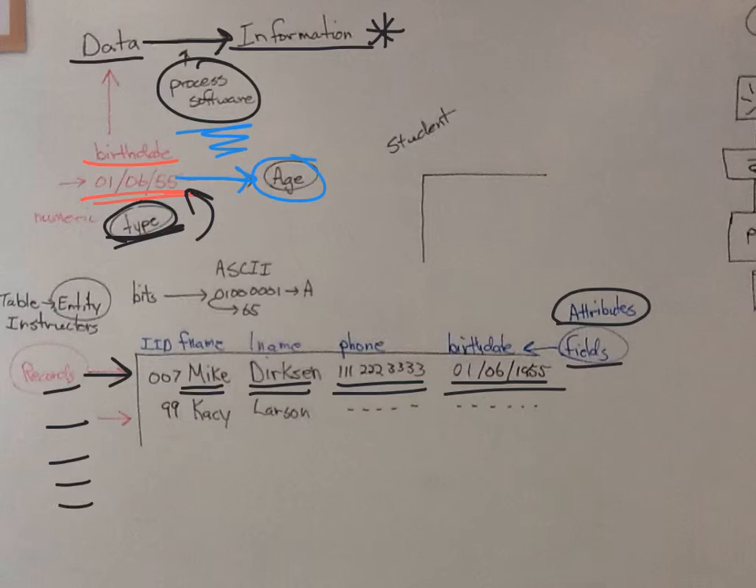And in this case we have a specific number of fields. There could be more, but in this case we have a specific number of fields. The order of the fields, irrelevant. The order of the records, irrelevant. Okay?